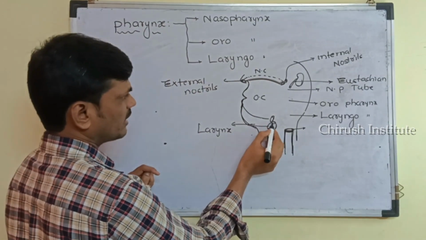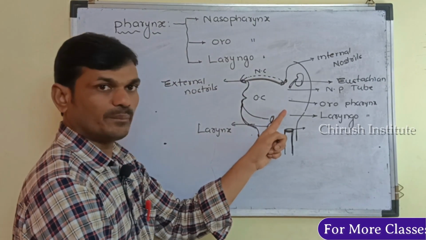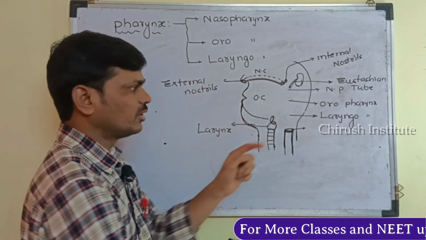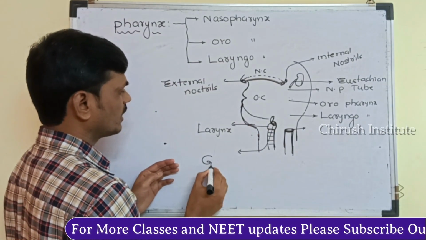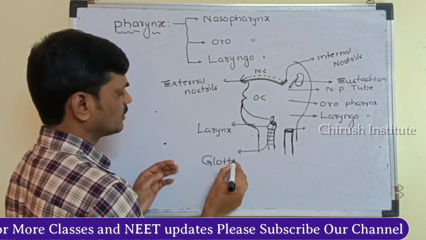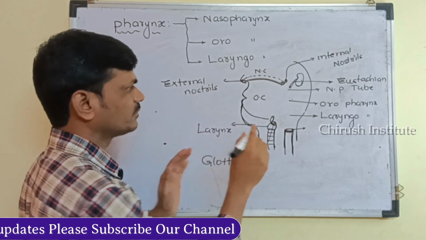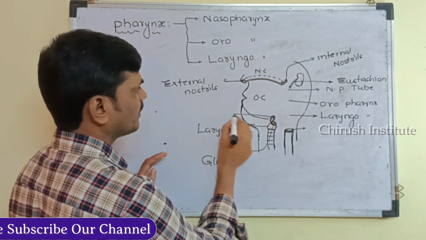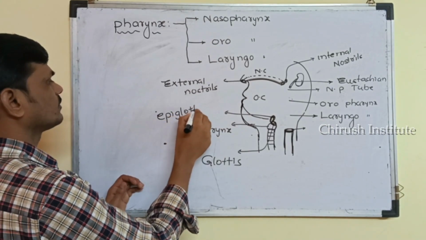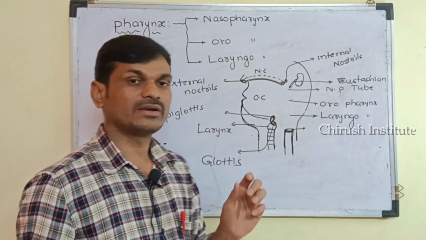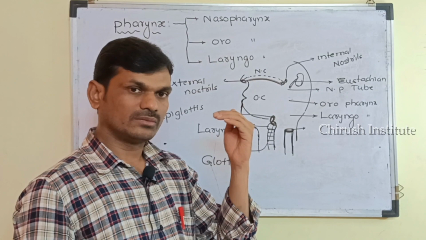The larynx opens into the lower part of the pharynx through an opening. This opening we are calling the glottis. This opening is protected by a cap-like structure we are calling the epiglottis. The main function of the epiglottis is to prevent the entry of food and water while you are breathing.